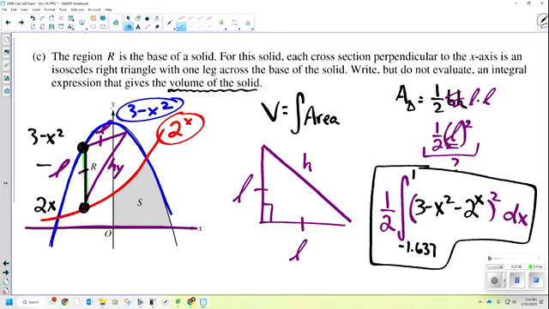We are done. The easiest problem on free response question 2 was not A, was not B. It was C. We're done. You are going to nail this test. You are going to get a 5, no problem.